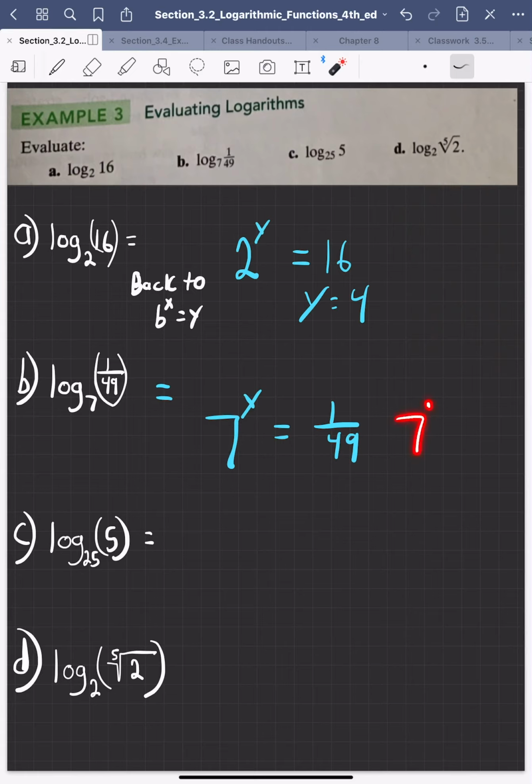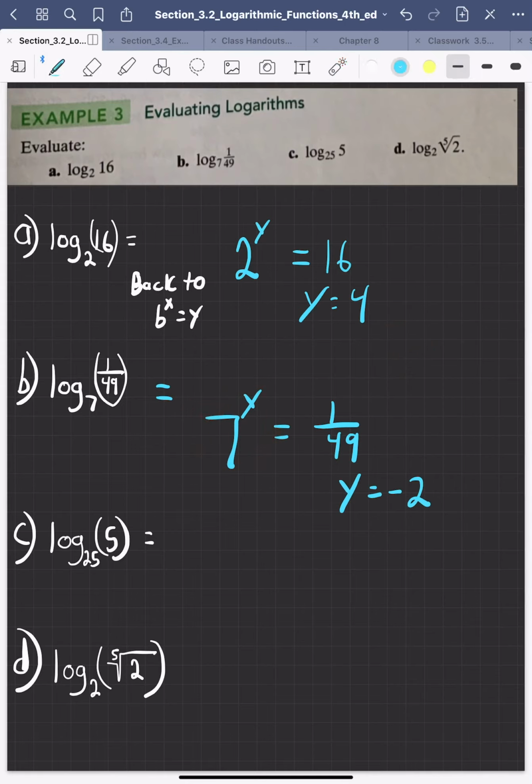So 7, we know 7 times 7 is 49. But this is more than likely going to have to be a negative number, correct? Because why? Well, because we have 1 over 49. All right, well, what is it? So y is going to end up being -2. 7 to the power of -2 is 1 over 7 to the power of 2. And, of course, 7 to the power of 2 is 49.